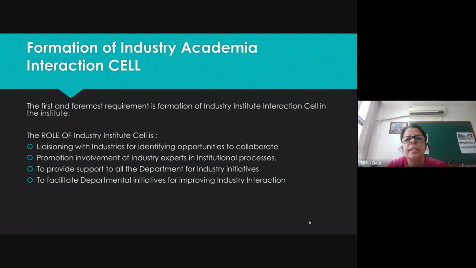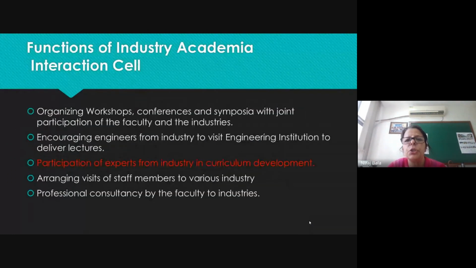If some of you don't have this industry academia interaction cell, it is recommended that you must have this cell. The purpose of this cell is that they will be responsible for liaising with the industries and identifying opportunities to collaborate. They will help in promoting the involvement of industry experts in institutional processes, in curriculum, and in other things, to provide support to all the departments for industry initiatives, and to facilitate departmental initiatives for improving industry interaction. If you have a dedicated industry institute cell, they will also help in the placement. So along with the placement cell, there should be an industry institute interaction cell.